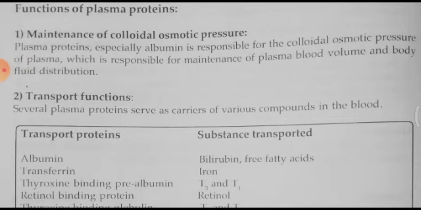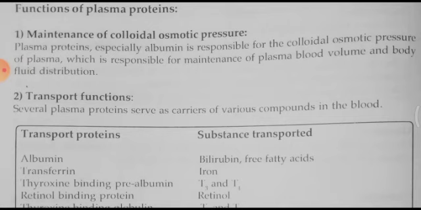Plasma proteins, especially albumin, are responsible for the colloidal osmotic pressure of plasma, which is responsible for maintenance of plasma blood volume and body fluid distribution. And this important function related to pressure is maintained by albumin.